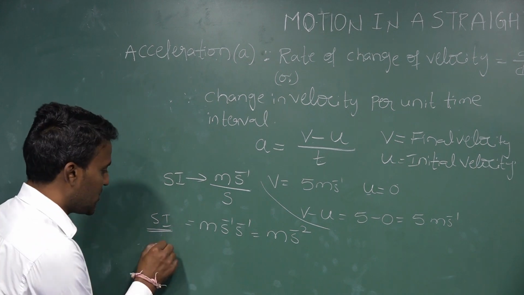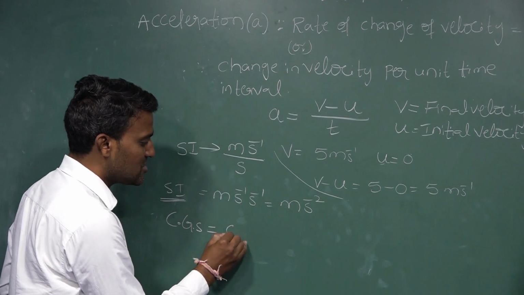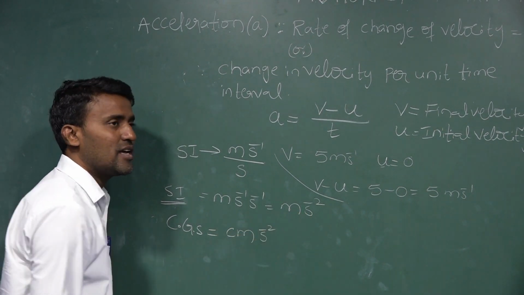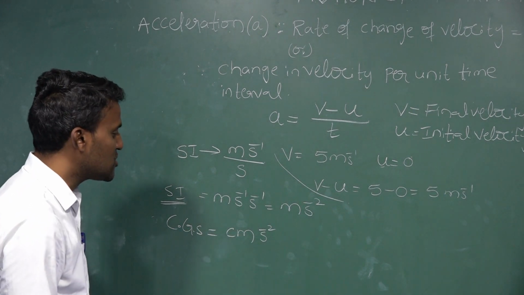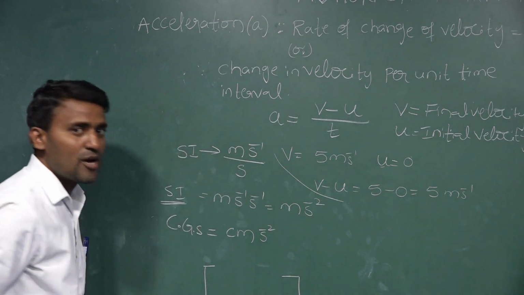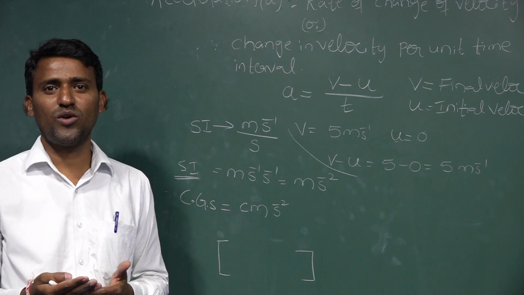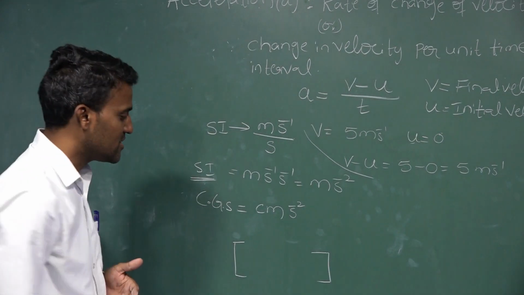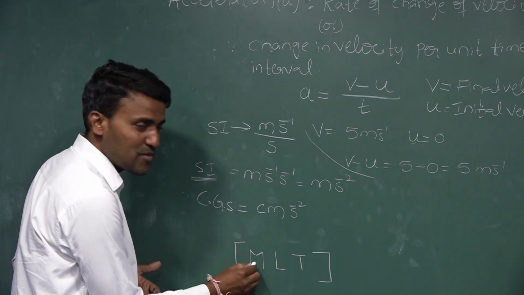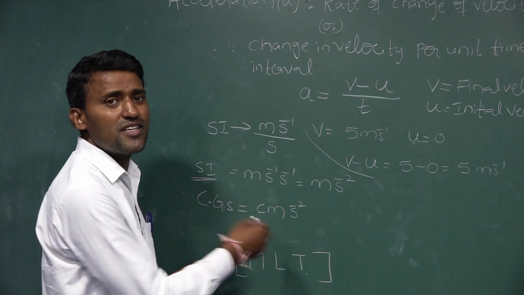What are the CGS units? In the CGS system, meter becomes centimeter, and second is nothing but second only. And what is the dimensional formula? Again we are writing: the quantity, how many times is it raised? So M, L, T. Capital M represents the mass, capital L represents the length, capital T represents the time.